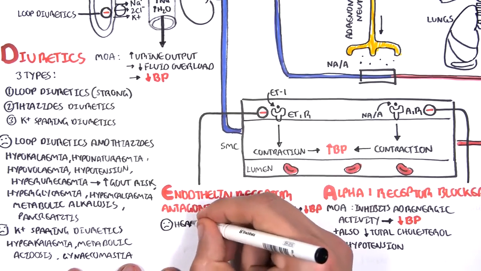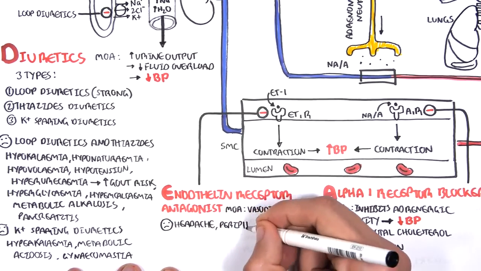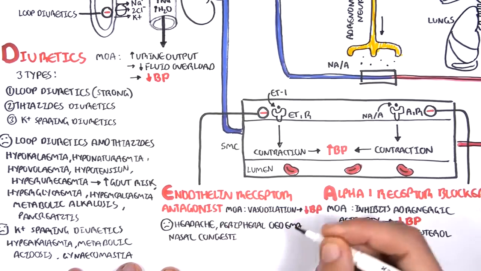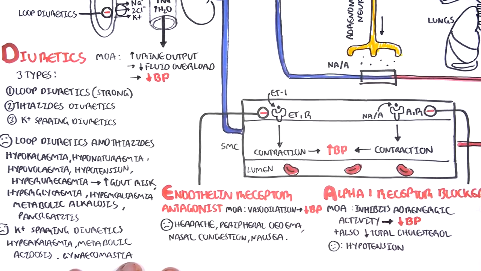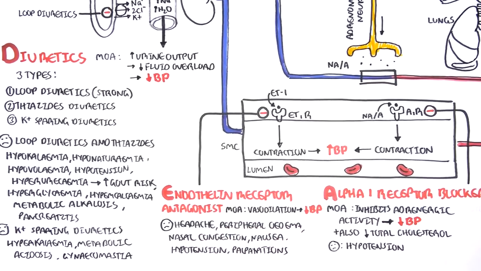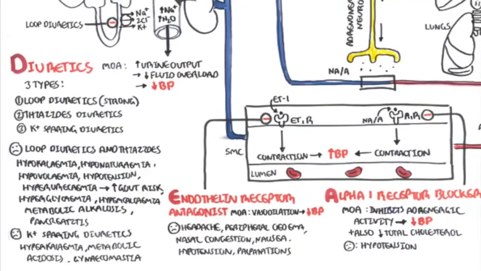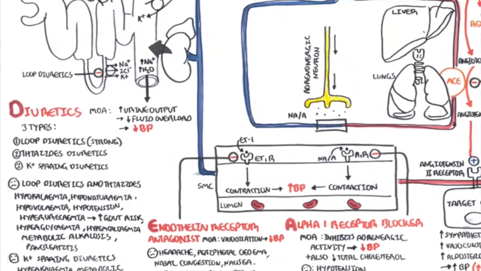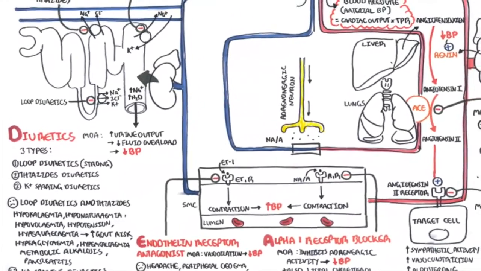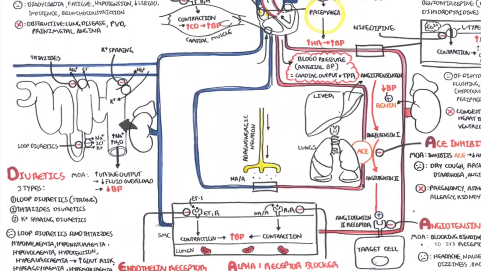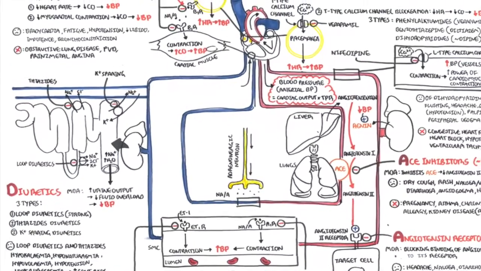The side effects of endothelin receptor antagonists include headache, peripheral edema, nasal congestion, nausea, hypotension, and palpitations. So that concludes the video on the antihypertensive medications. We looked at A, B, C, D, and E. A for ACE inhibitors, angiotensin receptor blockers, and alpha receptor antagonists. And we also looked at B for beta blockers, C for calcium channel blockers, D for diuretics, and finally we just looked at E for endothelin receptor antagonists.